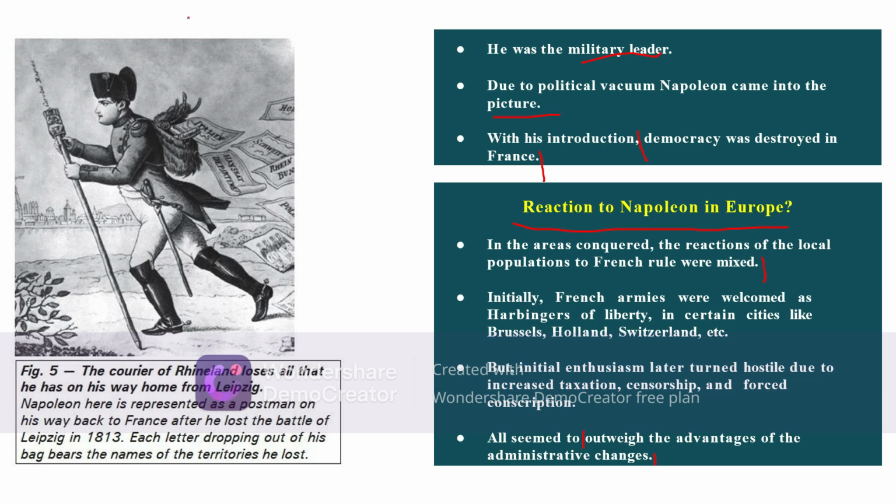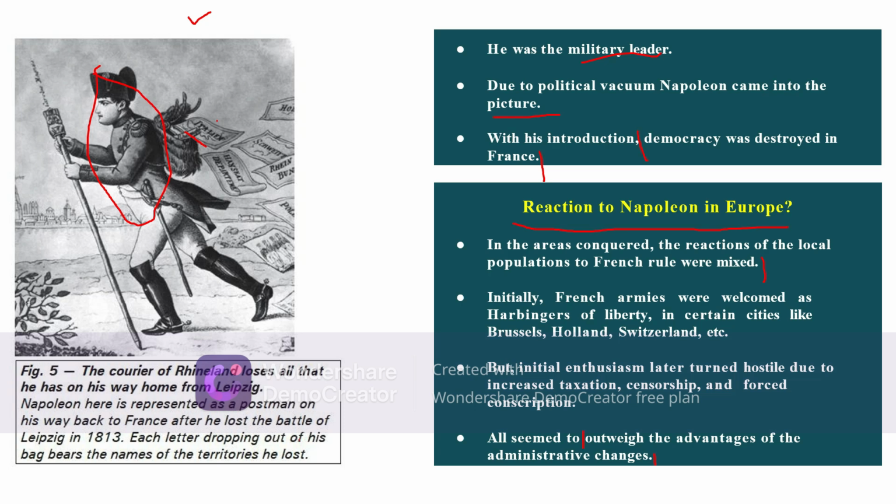And we can see a picture here. This can be asked for 2 marks. Describe this picture. So here Napoleon is depicted as a postman. So we can see a bag-like structure where postcards are flying out of it.